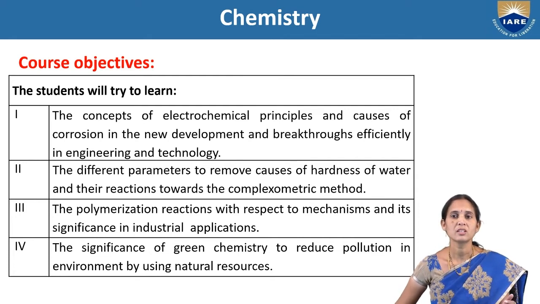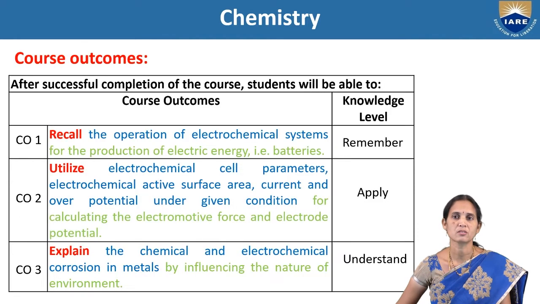Next, the fourth one: the significance of green chemistry to reduce pollution in the environment by using natural resources. Here we will prepare chemical products without generating any hazardous substances, because here we are using natural resources.